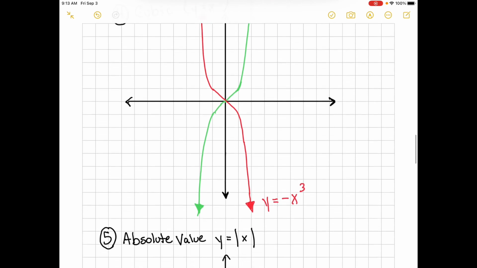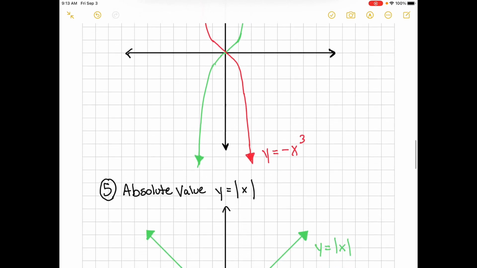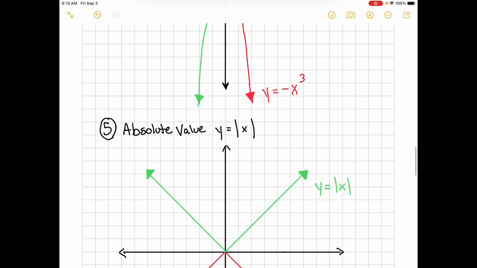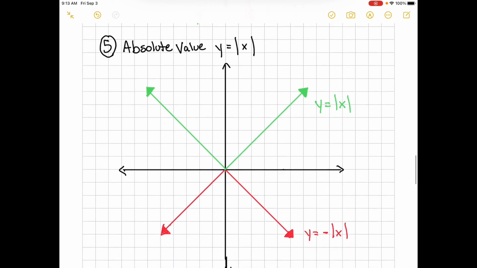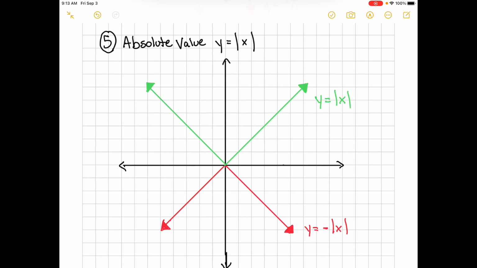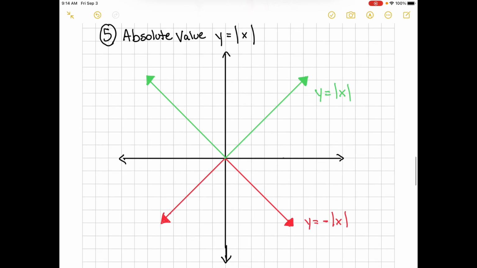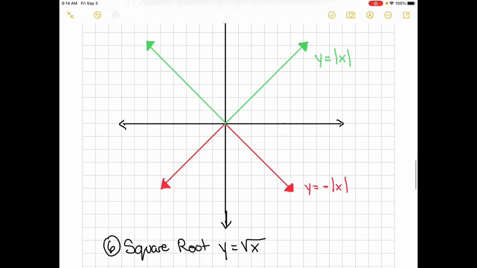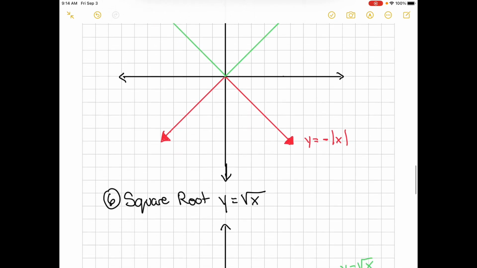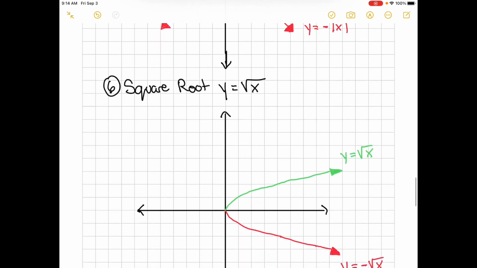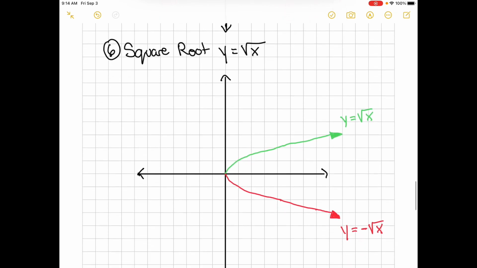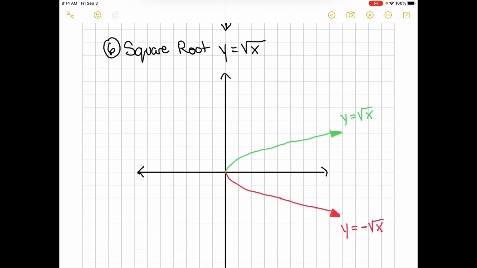And then we have your absolute value function. The absolute value of x looks like a V, similar to the quadratic, but it's a V shape. So you have positive absolute value of x and negative absolute value of x. And our last one is our square root function. Y equals the square root of x. This is my green one. Y equals negative square root of x is my red one. These are the 6 parent functions that you need to know.